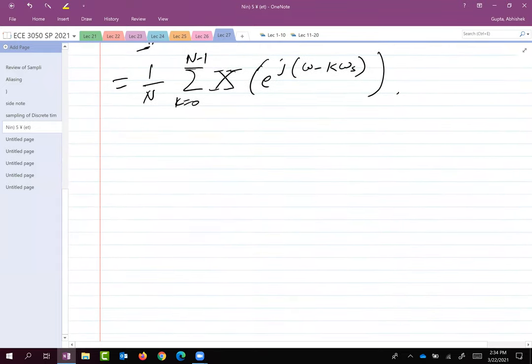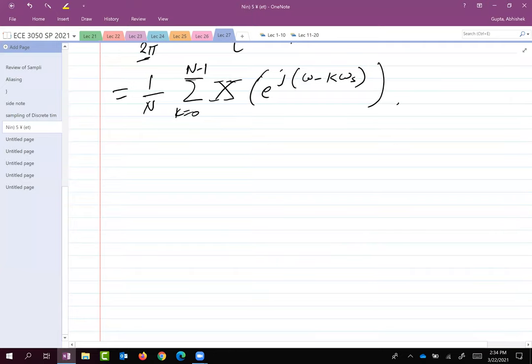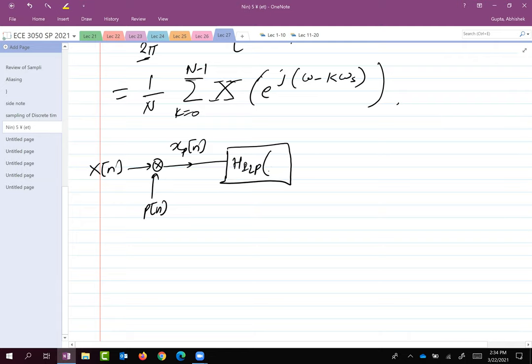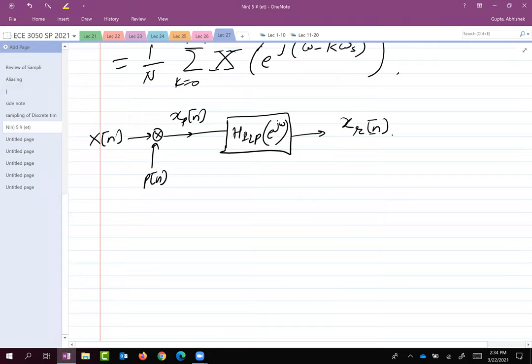Now, as in the previous case, we have x of n, it gets multiplied by p of n, we get xp of n. Let's just pass it through a low pass filter, which of course now is a discrete time filter, not a continuous time filter, but it's still an ideal low pass filter. And I will get xr of n. And just like in the case of continuous time signals, the cutoff frequency omega c must be less than omega s minus omega m.